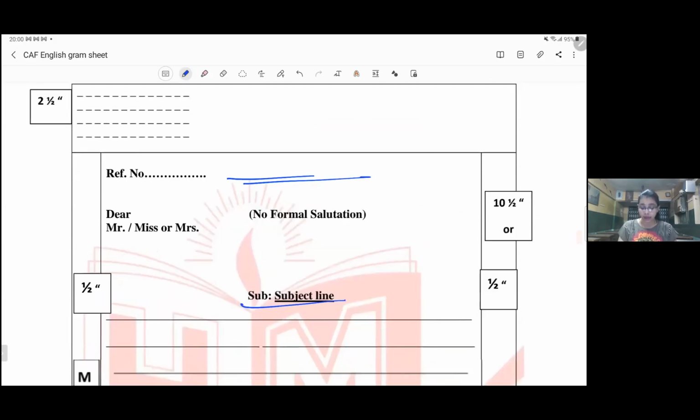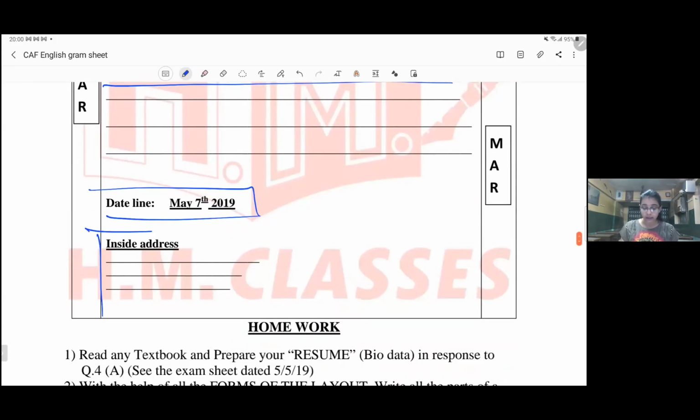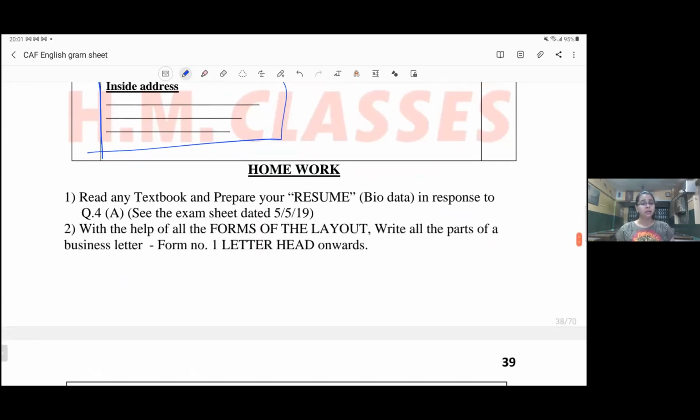The difference is the date line is not there here. If you see, the date line is below, and the inside address is below, where we are writing the complimentary clause also, and the enclosure also, and the sign also. Here nothing will come.